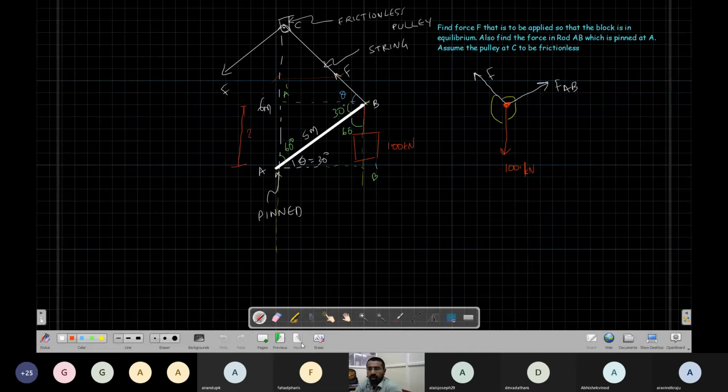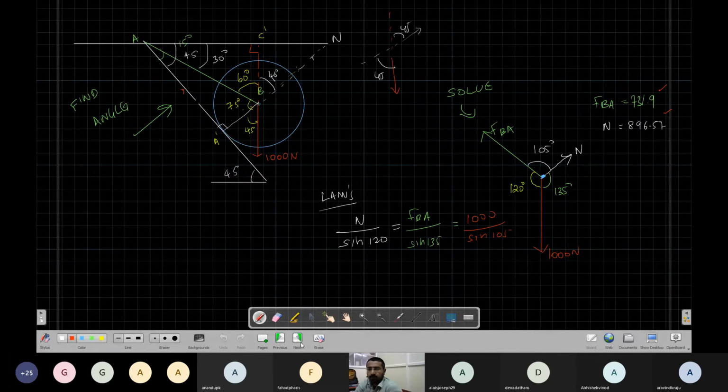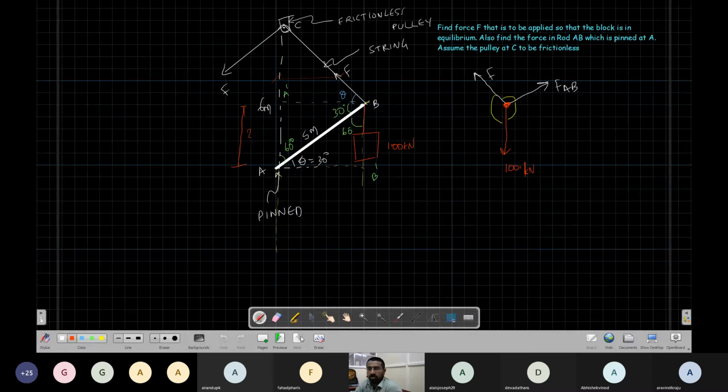Now, after that, we also were trying to solve this problem. Was anyone able to solve this problem? Did anyone try to solve this problem?